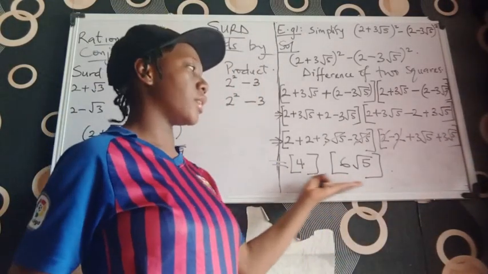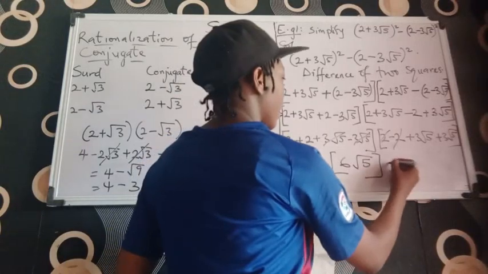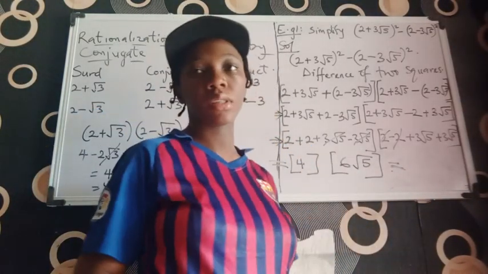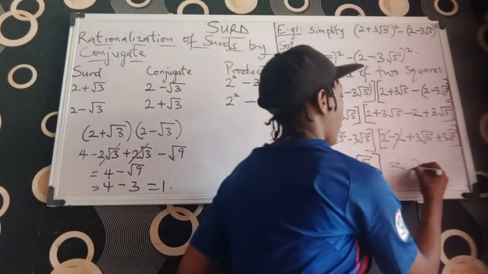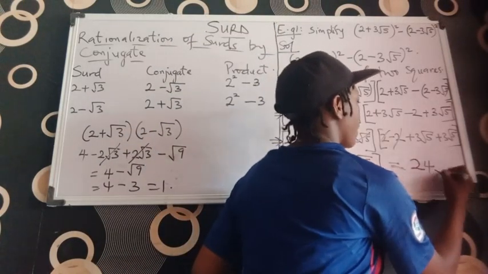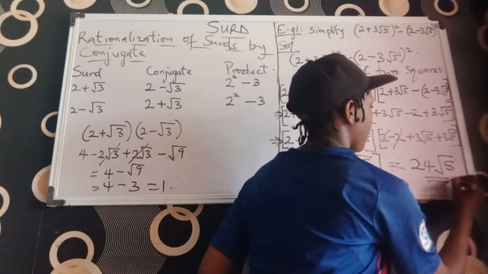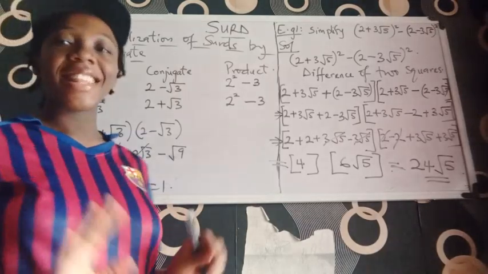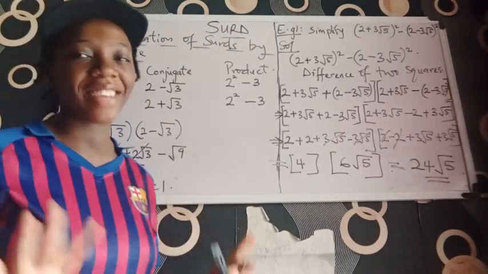Now, this is the very final part. And this will give us 4 times 6 is 24. So you have 24 root 5. That's all. That's simple and very easy.